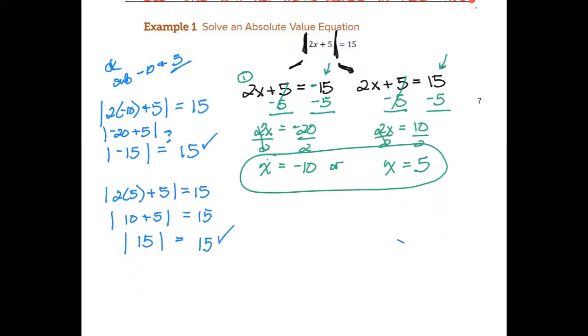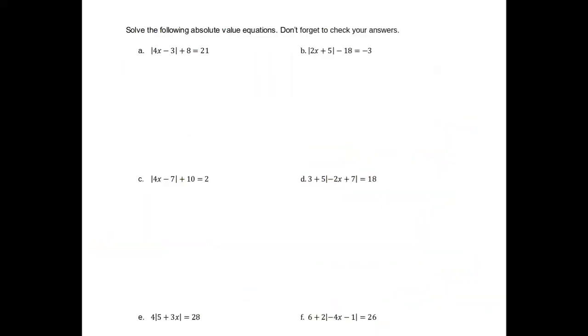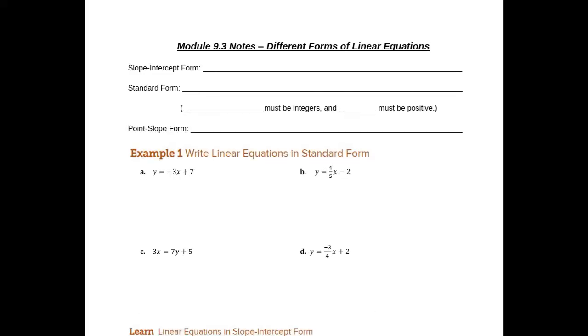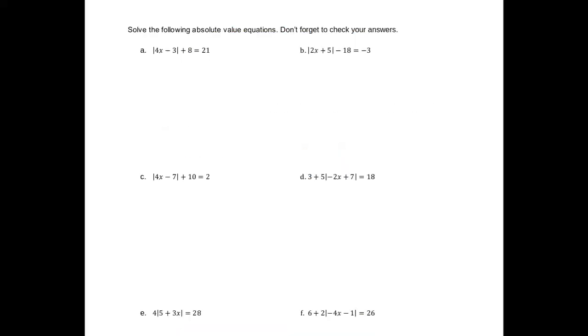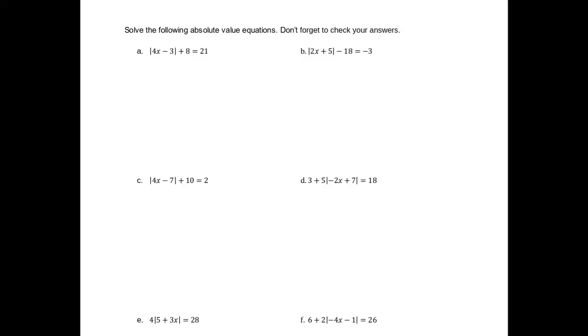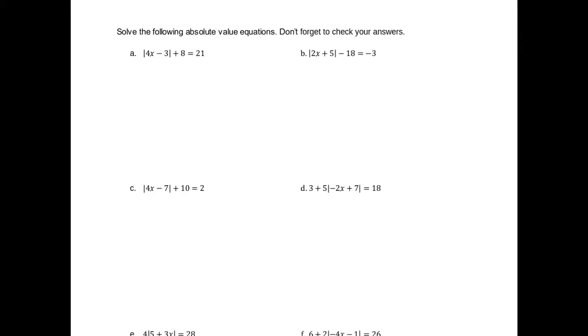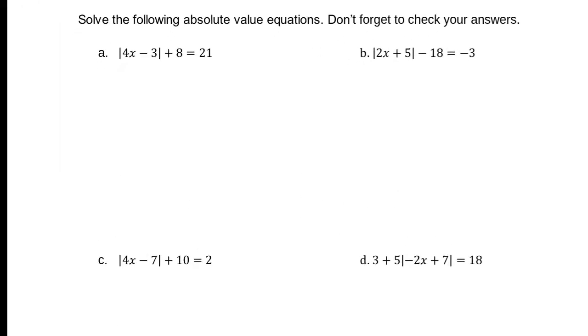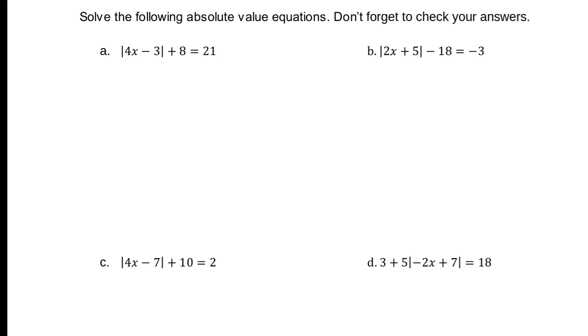All right. Let's go to the next one. Oh, we got several here. Okay. Let's do letter A, just to start with. So we have the absolute value of 4x minus 3, end of absolute value, plus 8, is equal to 21.